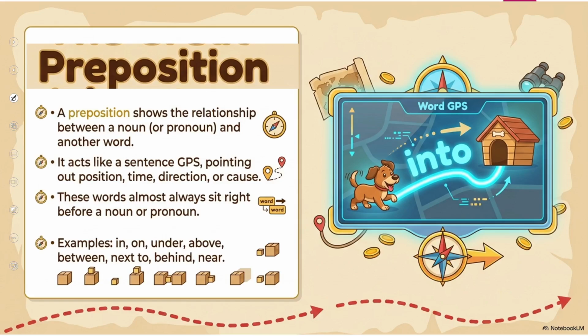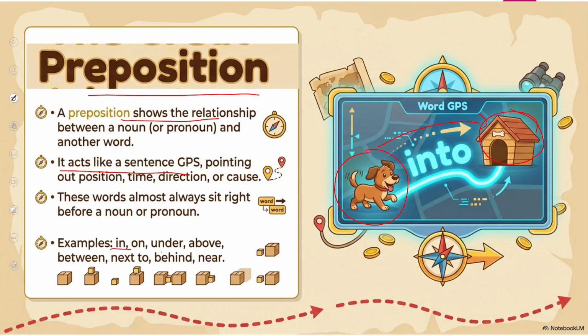First we have to know what a preposition is. A preposition shows the relationship between a noun and another word. You can also say that it tells us about the relationship of a subject with respect to object, like the dog is moving into his house. Here the word into shows the relationship of a dog with its house. It acts like a sentence GPS, pointing out position, time, direction or cause.